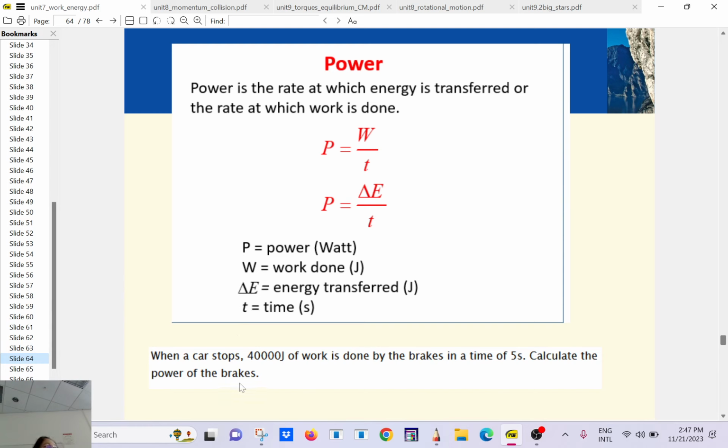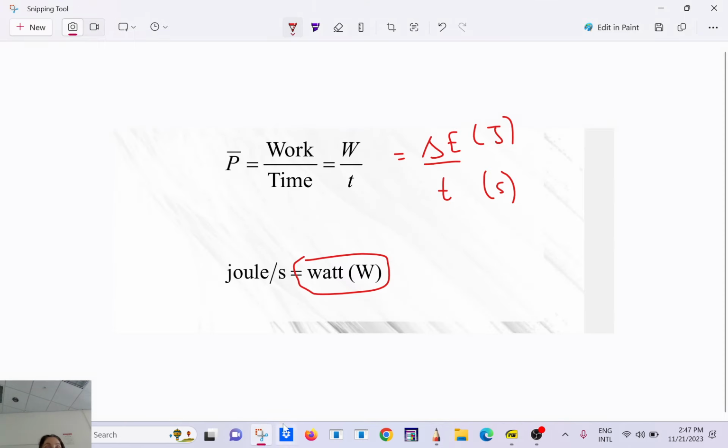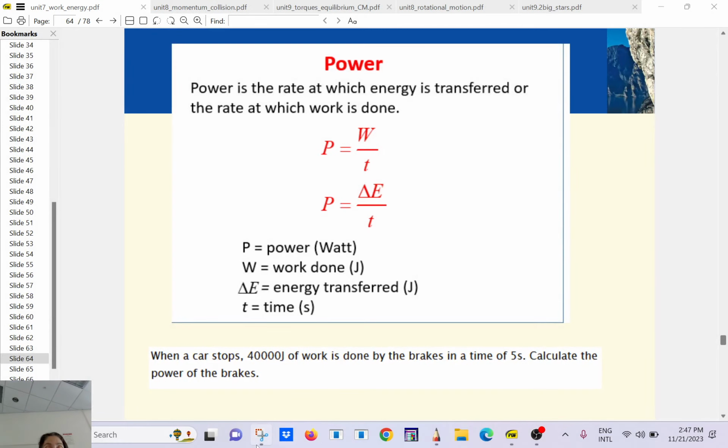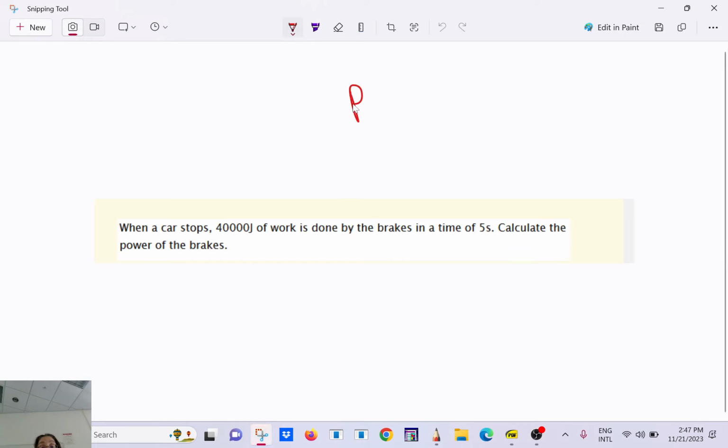Okay, so let's take an easy example. A car stops. If it stops, it means it's changing its speed. So that means there is a change in kinetic energy. That means work has been done. So the work done equals the change in kinetic energy. It has been done by the brake. So 40,000 joules is lost by the car; it has lost kinetic energy. Calculate the power. You just have to divide. You divide, very good. Power will be the change in energy divided by the time elapsed. So 40,000 divided by 5. You see how easy it is?